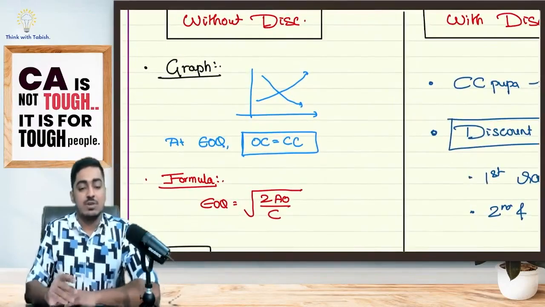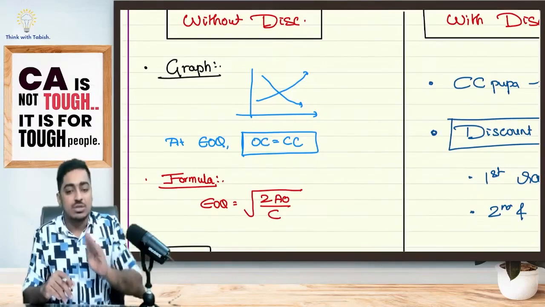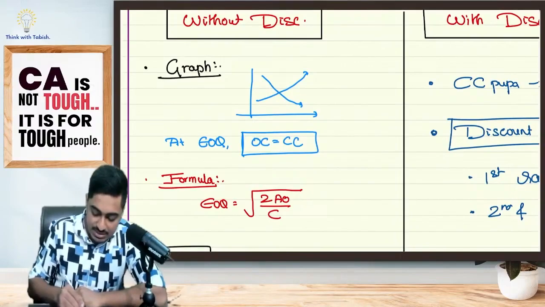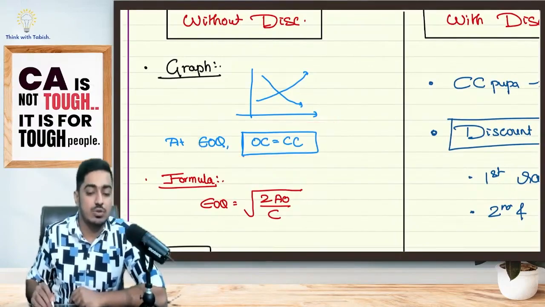Graphical approach we have seen. We told that ordering cost is downward sloping, carrying cost is upward sloping. The point at which both of them meet, that is my EOQ. That is, at my EOQ, ordering cost will be equal to my carrying cost.